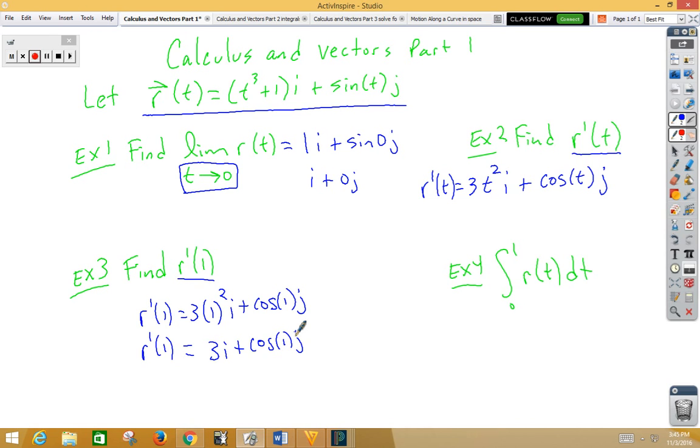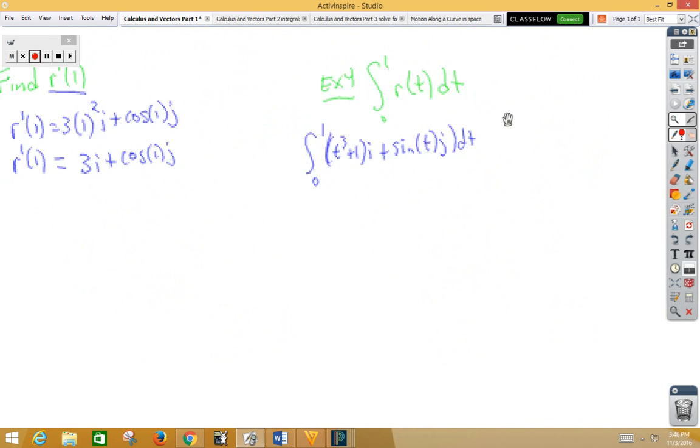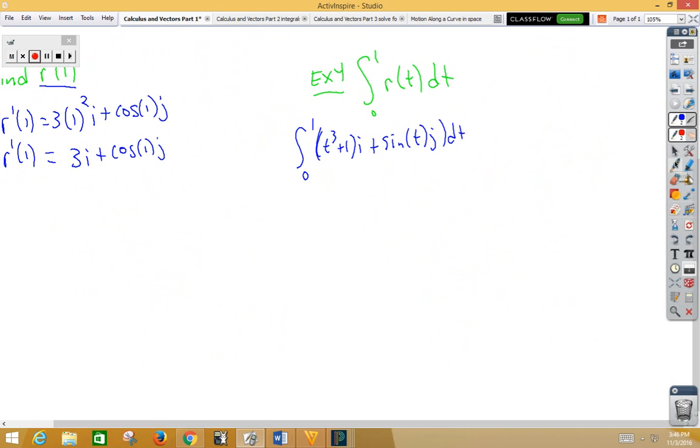In example 4, we are working with the integral of r of t, so let's go ahead and plug that in first. We are doing the integral from 0 to 1 of (t cubed plus 1)i plus sine of t j dt. So let's move that up so we can have a little more space. So let's go ahead and integrate.